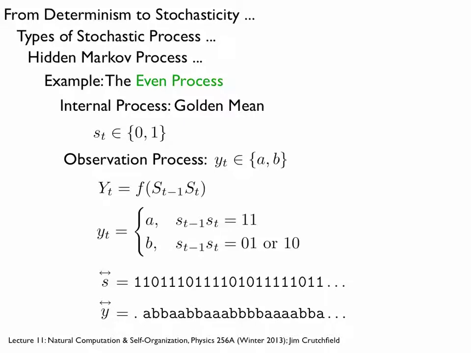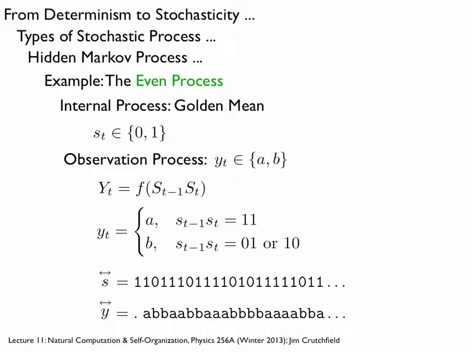And so here's the rule. If that internal 2 block was a 1, 1, I output an A. And if it was 0, 1 or 1, 0, then I output a B. And since it's the golden mean process, I don't have to write down a rule for 0, 0, because that doesn't occur. Okay, so here's an example of how this F is working.